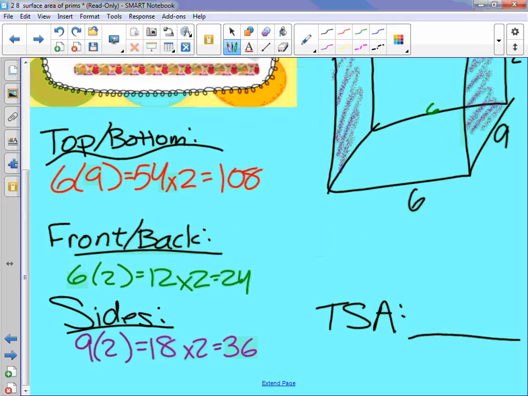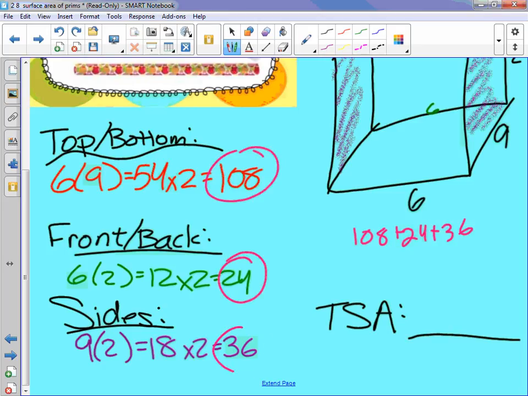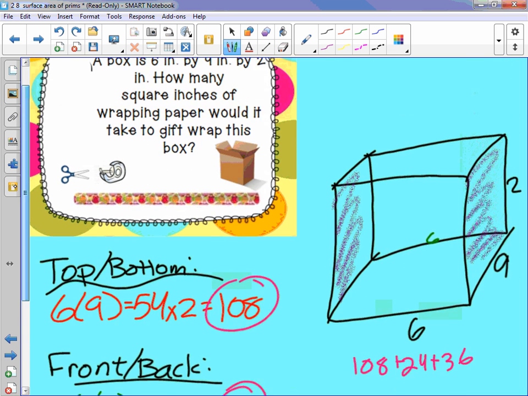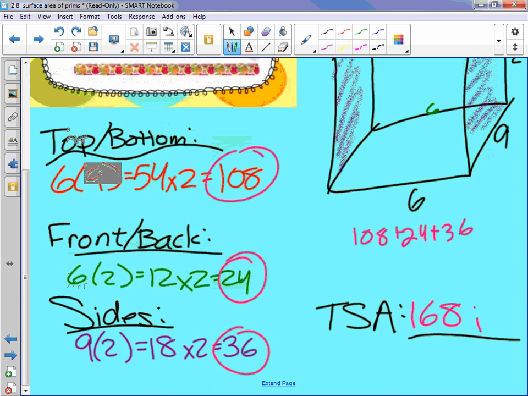So you do 108 plus 24 plus 36. What do I get? 132. So you add 36. So then 168. Everybody find it? 168. Okay? Is it inches? Inches squared. Question. Are y'all getting it? Is it pretty straightforward? Yeah.